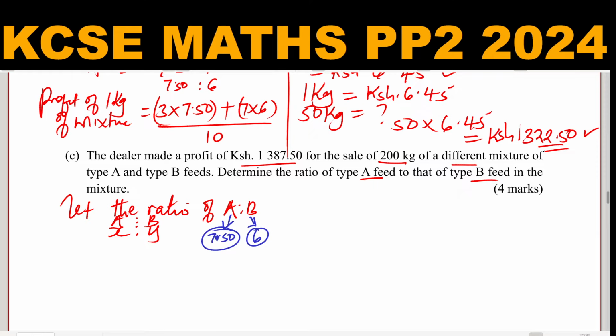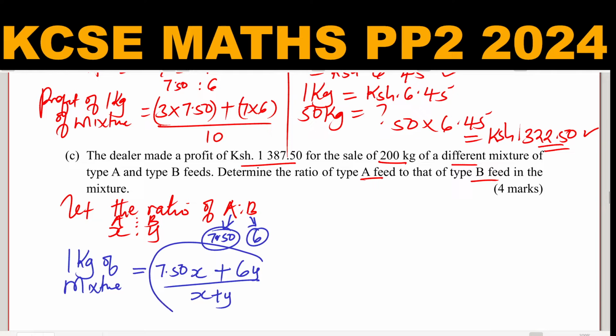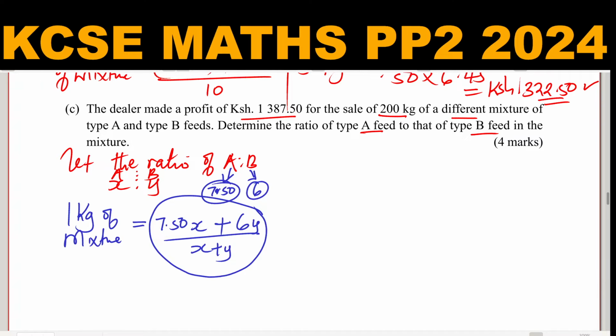So for 1 kg of the mixture, profit will be given by 7 and 50 cents multiplied by X, that is the ratio for type A feed, plus 6 multiplied by Y, that is for type B feed, and then we divide by the sum of the ratios, which is X plus Y. So this now represents the profit of 1 kg of the mixture.